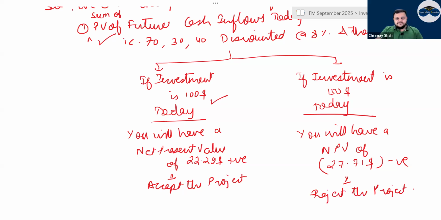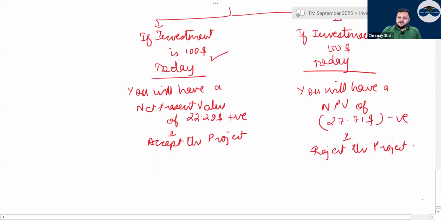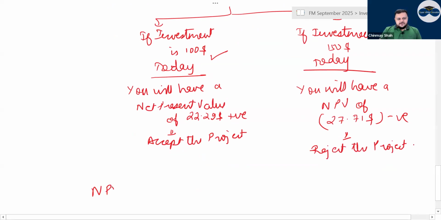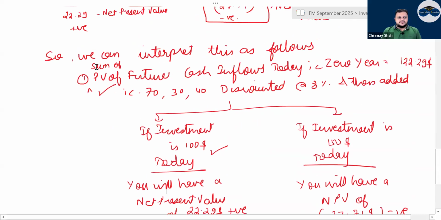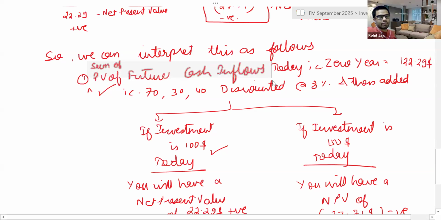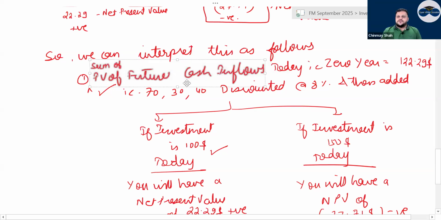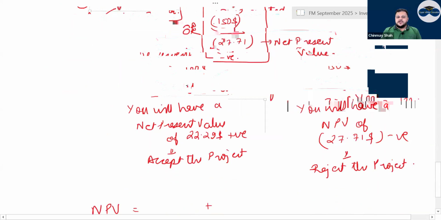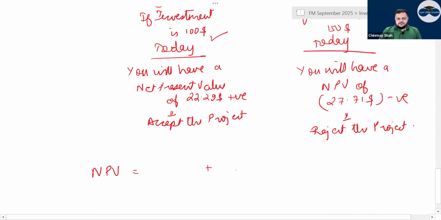Pranav, what do you say? Think about it this way. If I have to write the formula of NPV, how will I write it? Sir, first tell me, what did you find in the first step? Sum of all present values of cash inflows. Yes, sum of present value of future cash inflows. Okay, write it down. Leave a little space on the left side.